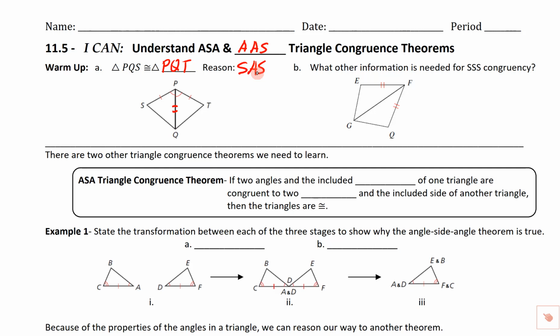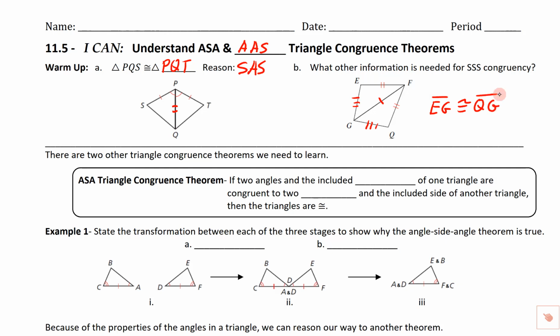And then for B, it says, what other information is needed for side, side, side congruence? Well, right now it only looks like we have a side here and a side here, but that's not actually true. Remember, we know that that side, FG, would be congruent to itself when we used it on both the triangles. So really all that we need here is we need to know that that side right there is congruent to that side right there. So we're going to say that we need EG to be congruent to QG, and then we'd be all set to go.